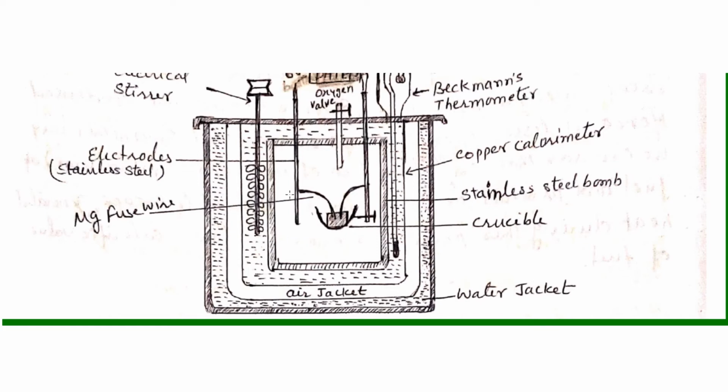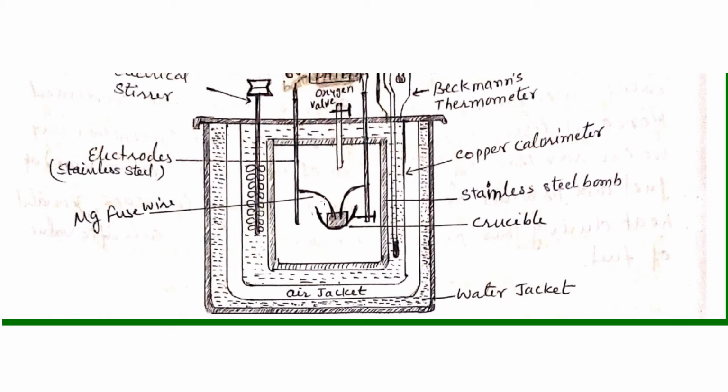In case of a solid, we wrap this magnesium fuse wire around the solid fuel, and one end we tie to one electrode and the other end to the other electrode, and these electrodes are connected with a 6-volt battery.